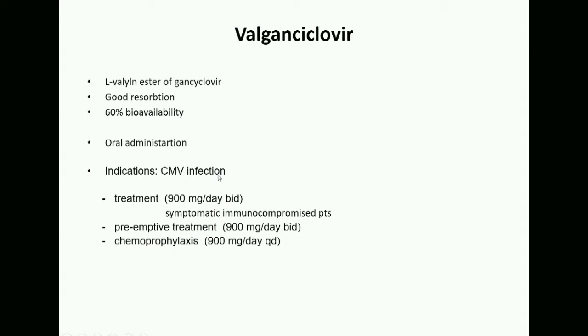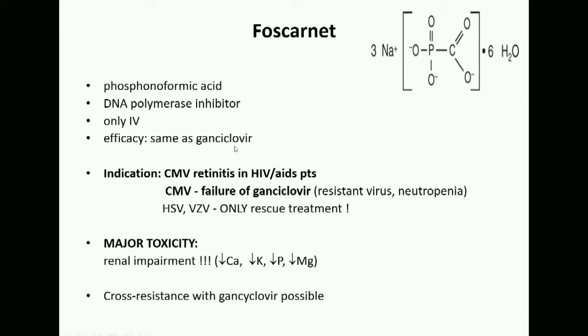CMV infection. It can be used for everything, for treatment, for preemptive, or for chemoprophylaxis. However, the dosages and the scheme of treatment is different. And then it's foscarnet. We are afraid of foscarnet. Actually, it's also a DNA polymerase inhibitor, only intravenously.